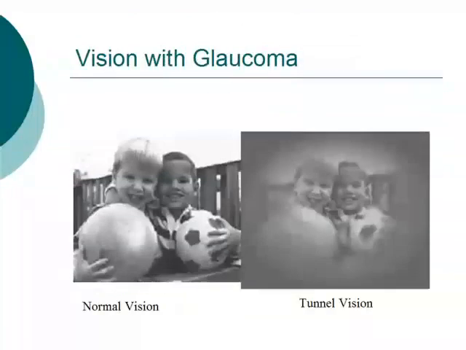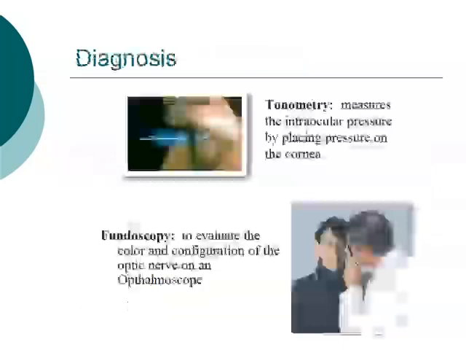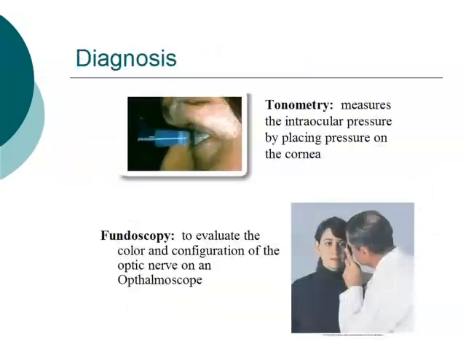This is a nice depiction of the difference between normal vision on the left and tunnel vision that a patient with advanced glaucoma sees on the right. Glaucoma is diagnosed with several different methods. One is tonometry, which measures the actual intraocular pressure within the eye. If you've gone to the ophthalmologist or optometrist, you've probably had this done as part of your routine checkup. You may have felt it as the puff of air on your eye.